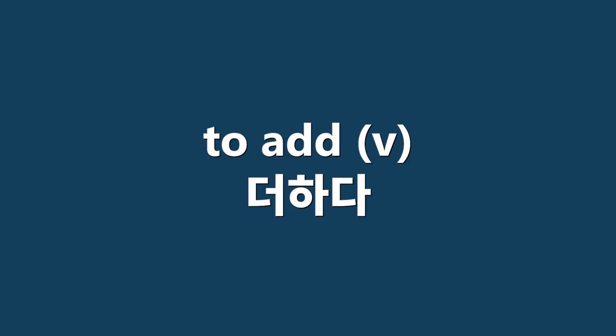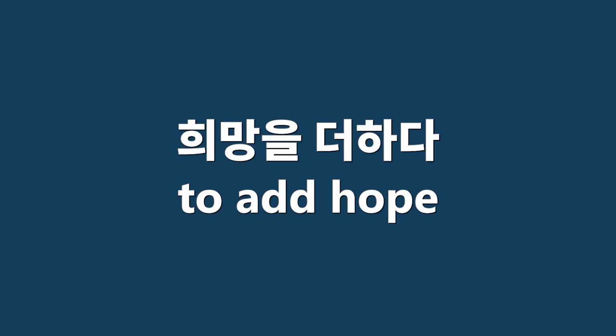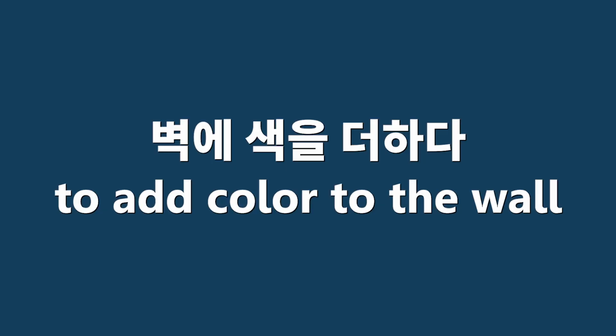We're going to start off with addition. Now the verb to add in Korean is 더하다. And this verb is not just used for numbers. It can be used for a bunch of other concepts and sentences. 희망을 더하다, to add hope to some campaign, I don't know. Or let's say 벽에 색을 더하다. You can add color to a wall or room or whatever. You know, you can add a lot of different things. It doesn't just have to be numbers. So this is a good verb to know.